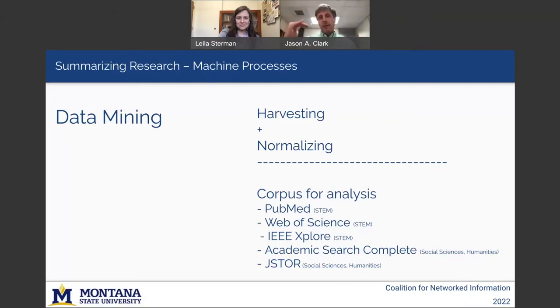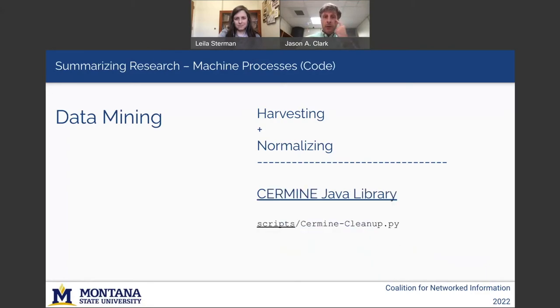If we did cap it, it was current research; we stayed within the last 5 years. And these were just samples. We weren't trying to be exhaustive of every piece of research that Montana State University has produced in the last 5 years. But just how do we get to this proof of concept? How do we create a snapshot article? So data mining was our first part of the machine process.